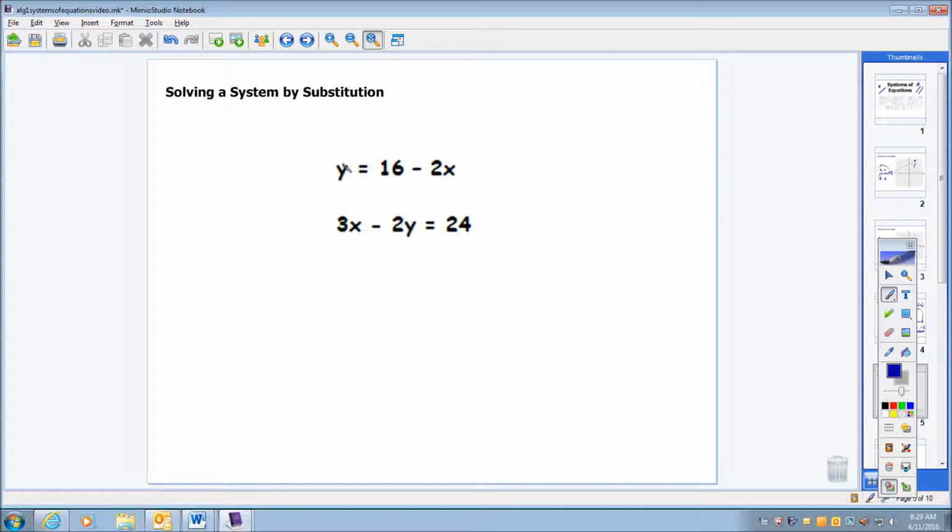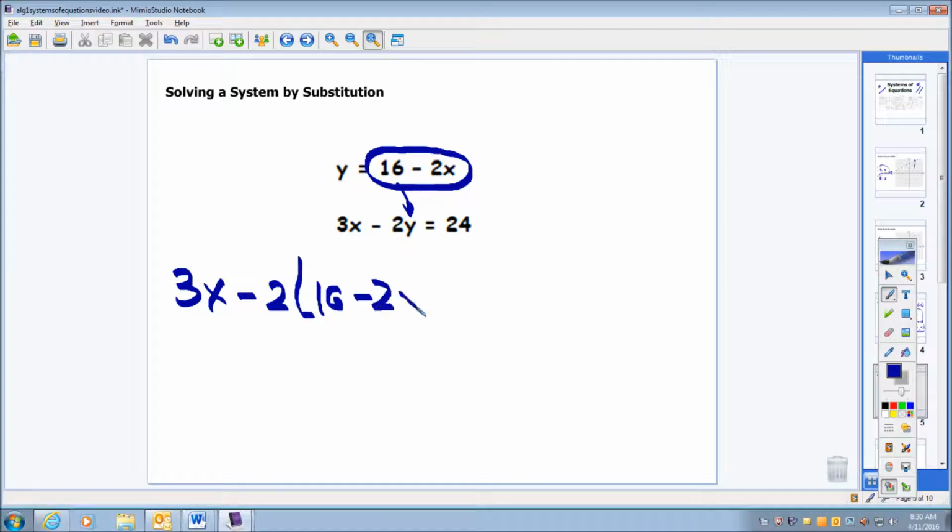Okay, sometimes the football will already be given to you. Here's a case where y is already equal to 16 minus 2x. So I'm going to take the football and go down here. So I'm going to write it as 3x minus 2 times 16 minus 2x.